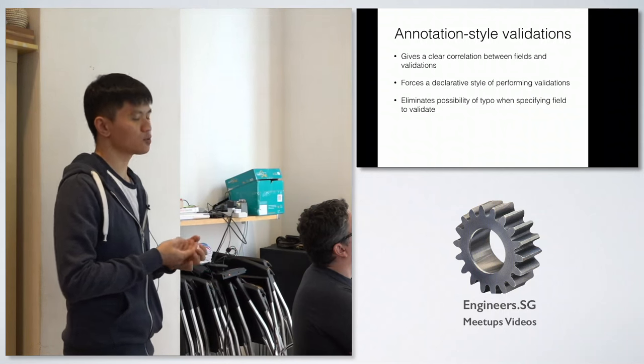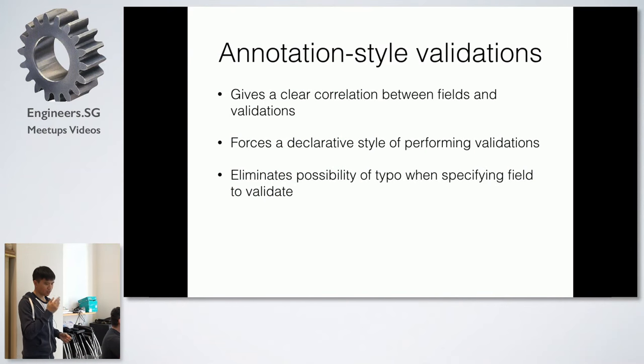So just to run through some of the benefits of doing that. It actually gives you a clear correlation between what is being validated. And you can see at a glance what fields on this class need to be validated just by the annotations themselves. It actually forces you to declare these validations up front. And it's clear to someone who's looking at the fields, oh, some of these fields need validation.